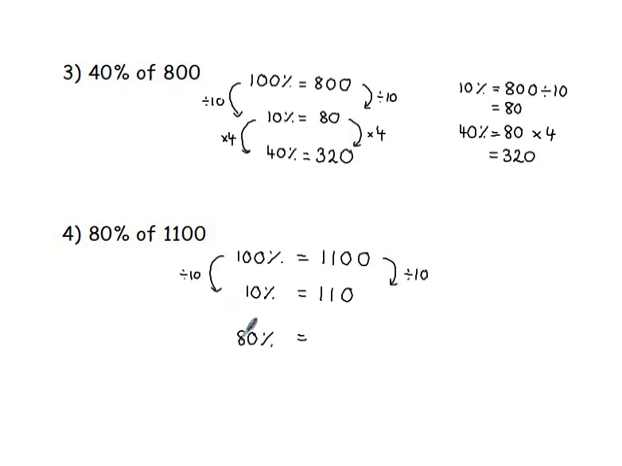How many lots of this 10% do we need? We want to times it by 8. So we have to do 110 times 8. So look at that 11 there. So do 11 times 8 is 88, and then add that 0 on the end. So 110 times 8 gives you 880 for 80%.